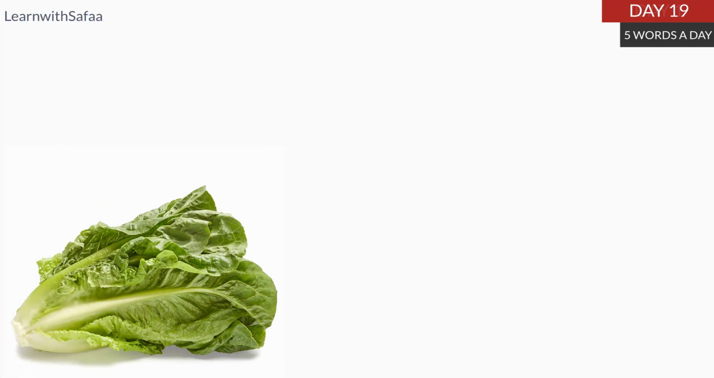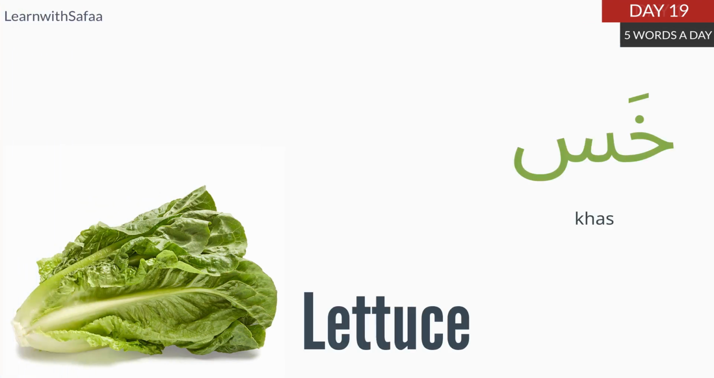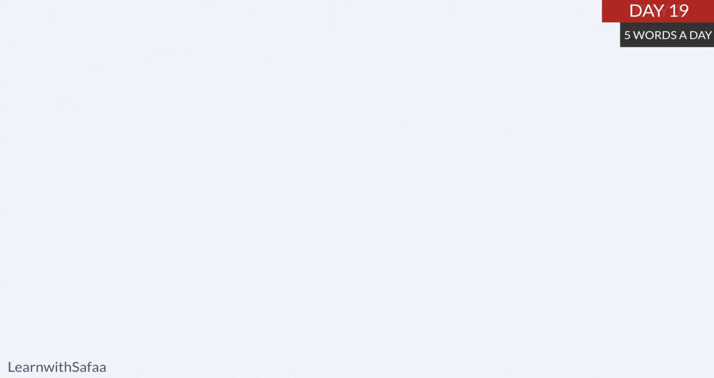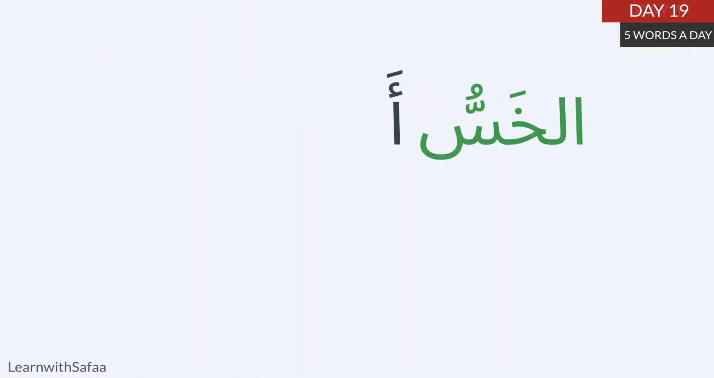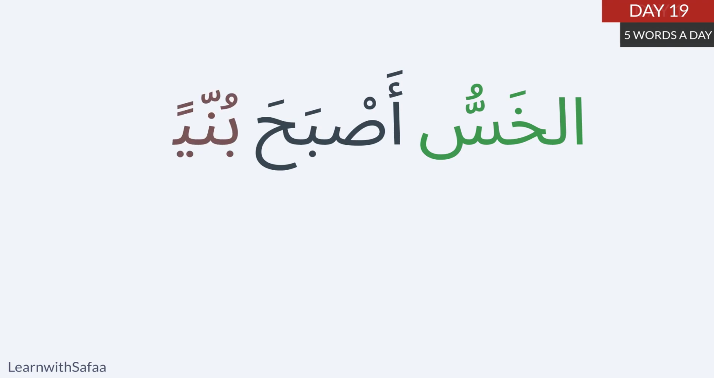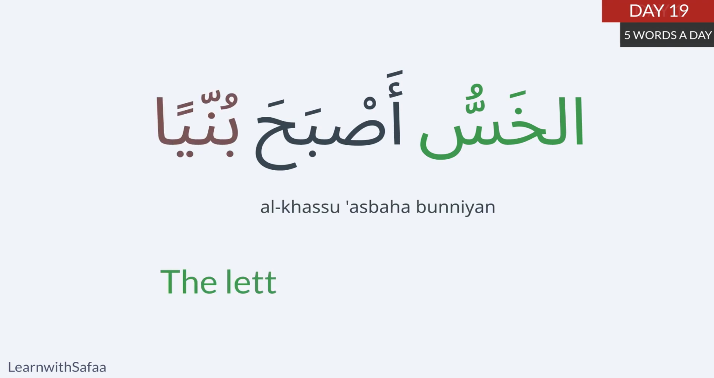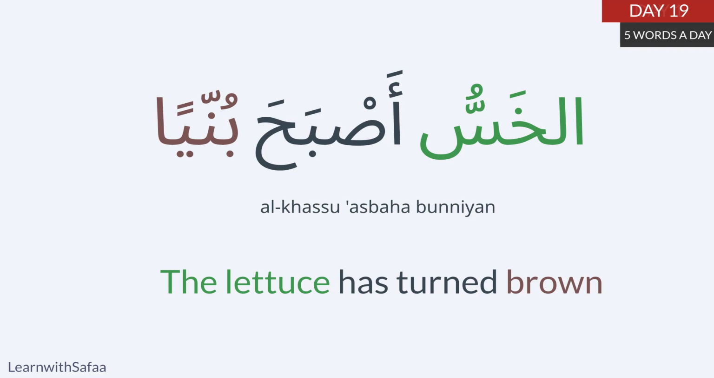The next one, خس. Lettuce. Let's repeat. خس. Lettuce. Let's see an example. الخس أصبح بنياً. The lettuce has turned brown.